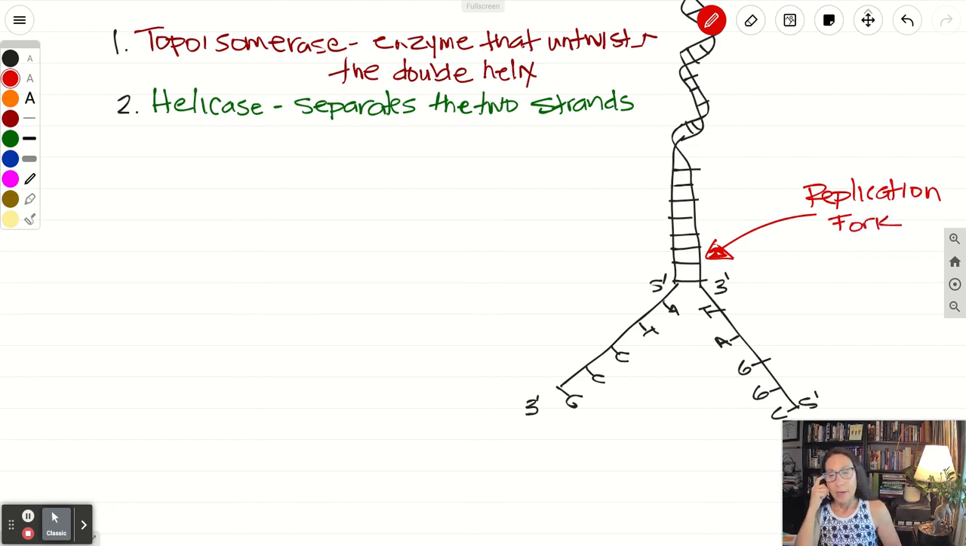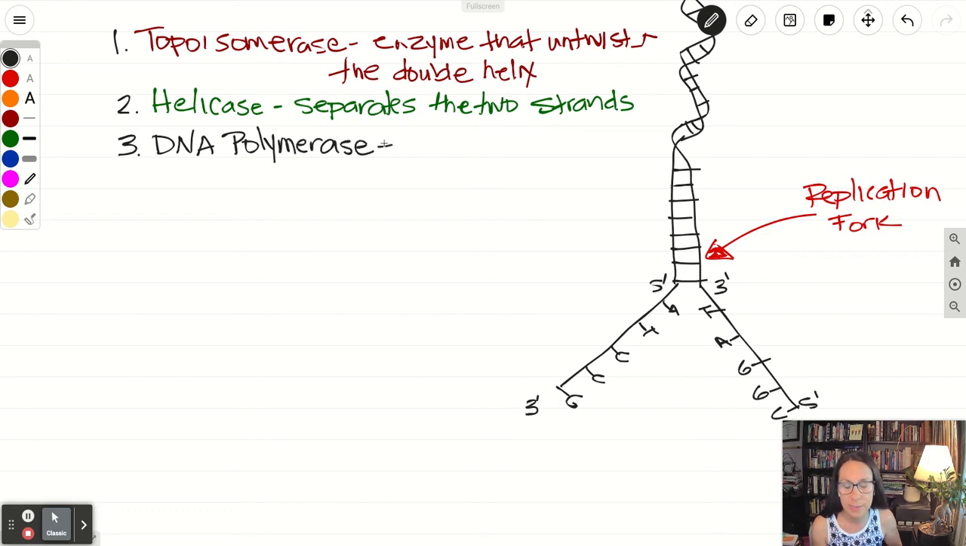Okay, so the next step is, now we're going to make some new DNA. And there's a very special and important enzyme that does this. This enzyme is called DNA polymerase. DNA polymerase is an enzyme that makes new DNA.